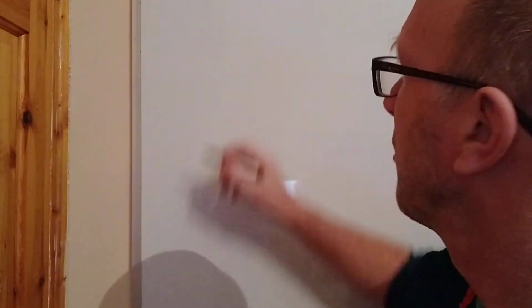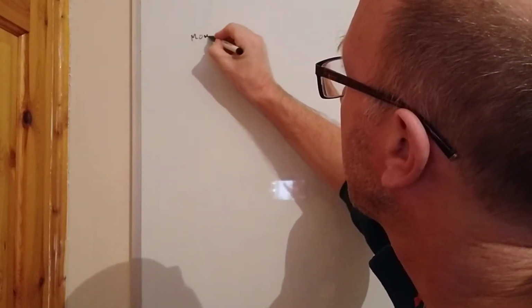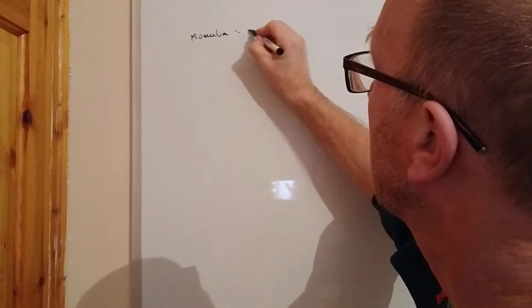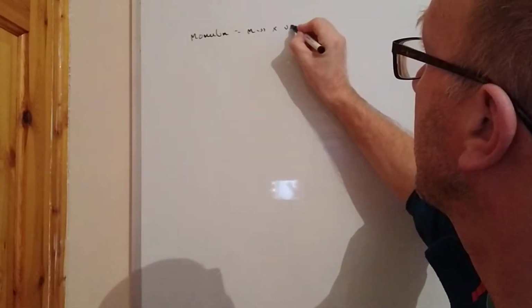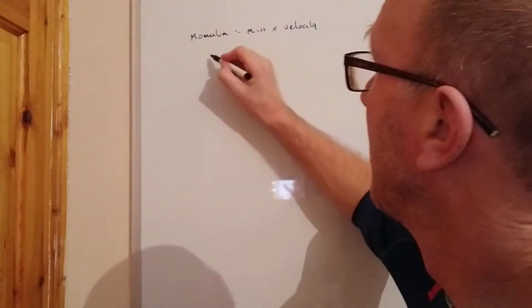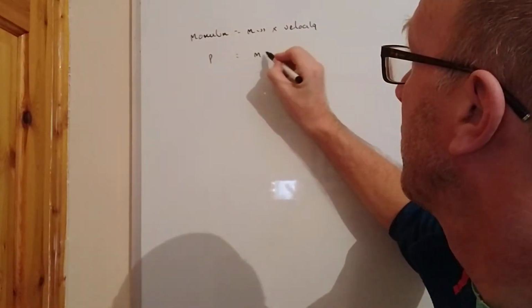Recap on momentum. So momentum is equal to mass multiplied by velocity. It's how much damage something will do. Okay, small p for momentum, m by v.